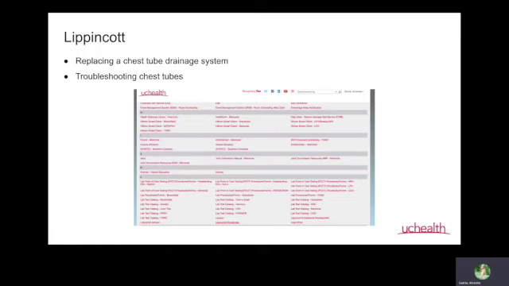Lippincott is a great resource to use. You can find it on the source under apps and then scroll down to Lippincott procedures. It goes through step by step how to replace a chest tube drainage system with a new single use sterile kit. It also goes through troubleshooting chest tubes, what to do if the water level in the water seal chamber is not rising and falling with breathing, what to do if there's constant bubbling in the water seal chamber. So be sure to check out this great resource.